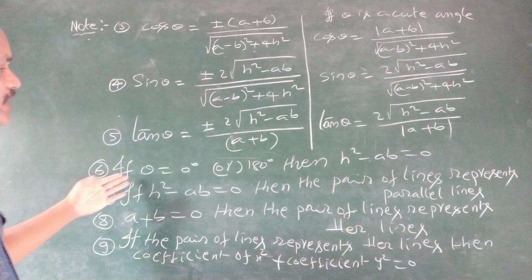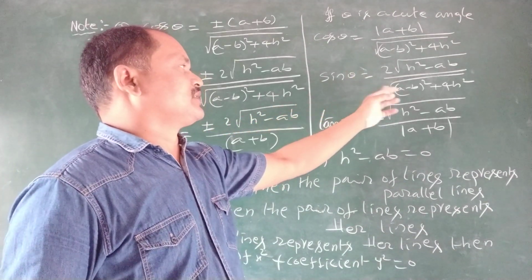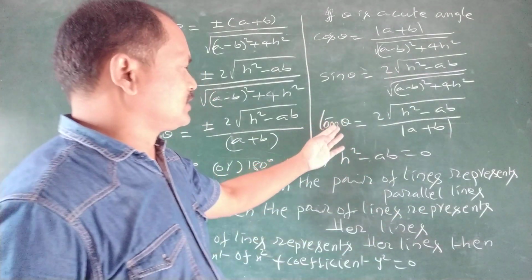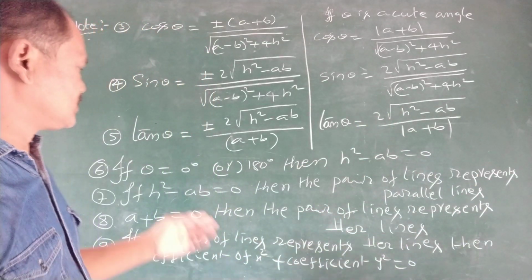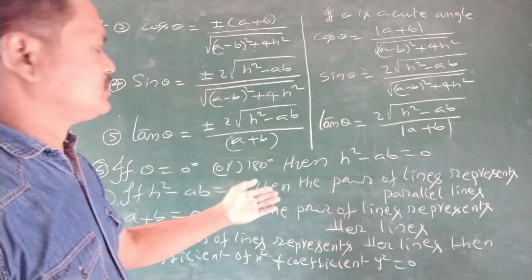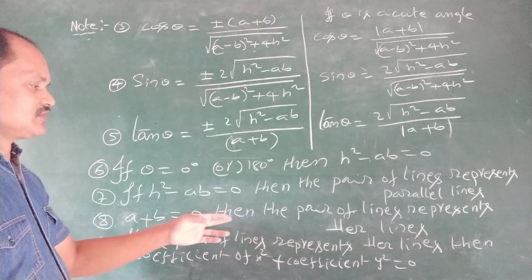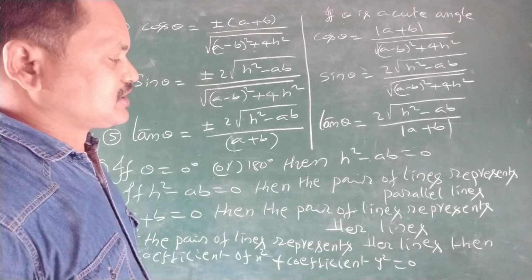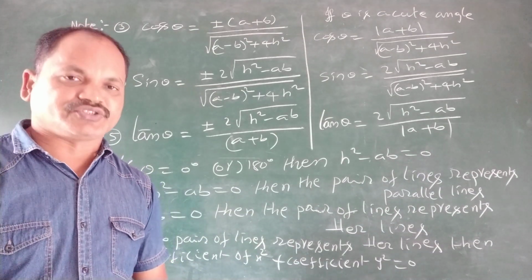Now if theta is equal to 0 or 180 degrees, suppose you write 0 here, sin 0 is 0, apply cross multiplication, then it is 0. So since 2 is not equal to 0, h square minus ab is equal to 0. Tan 0 is 0, so h square minus ab is equal to 0. That's why if theta is 0 or 180, then h square minus ab is equal to 0. Then the pair of lines represents parallel lines. Now if a plus b is equal to 0, then the pair of lines represents perpendicular lines. So if the pair of lines represents perpendicular lines, then the coefficient of x square plus the coefficient of y square is equal to 0. That's all.